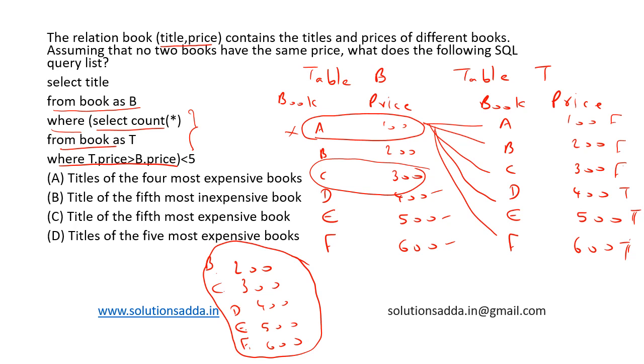So let's see the options. Titles of 4 most expensive books, false. Title of the 5th most inexpensive book, false. Title of the 5th most expensive book, false. Titles of the 5 most expensive books, yes. The 5 most expensive books are these, and this is what is being returned. So the correct answer here is option D, titles of the 5 most expensive books.